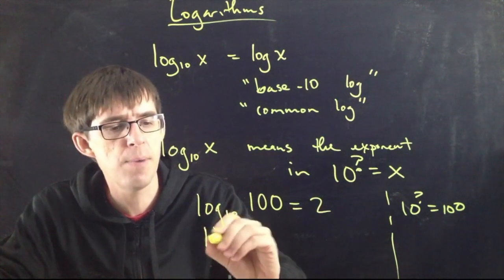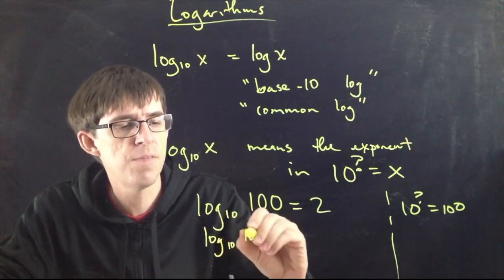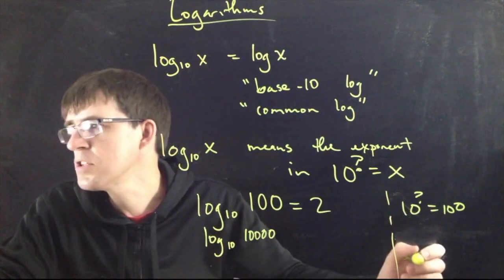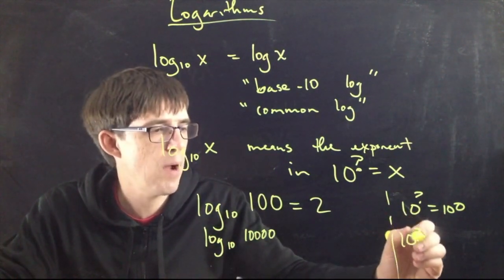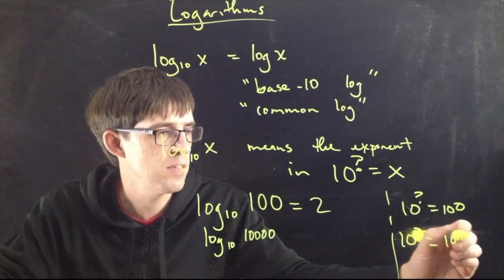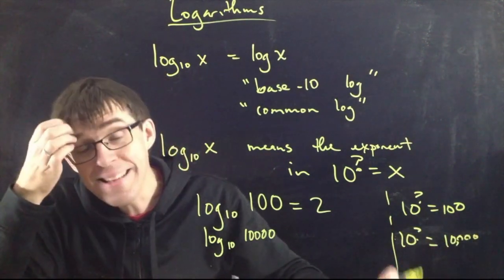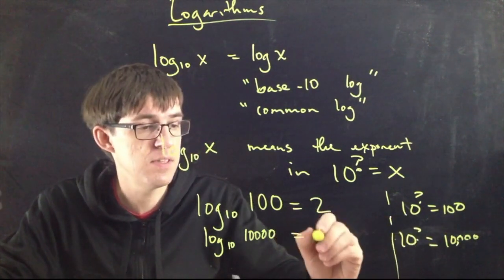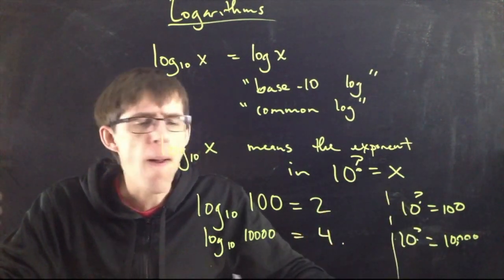All right, how about log base 10 of 10,000? You should think to yourself, 10 to what power equals 10,000? And the answer here would be 4. 10 to the 4th power is 10,000. This is 4, all right?